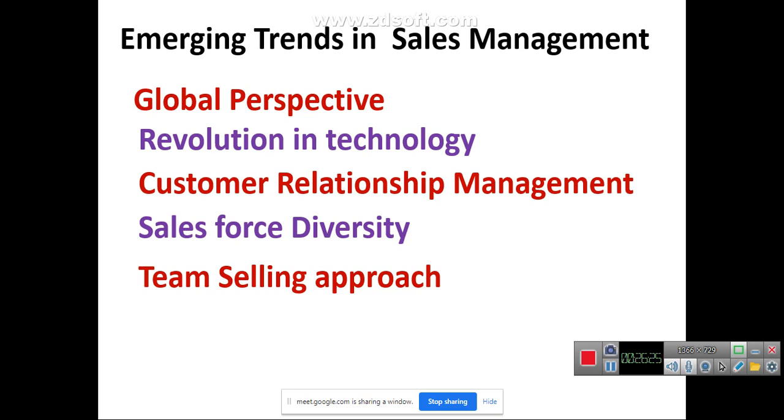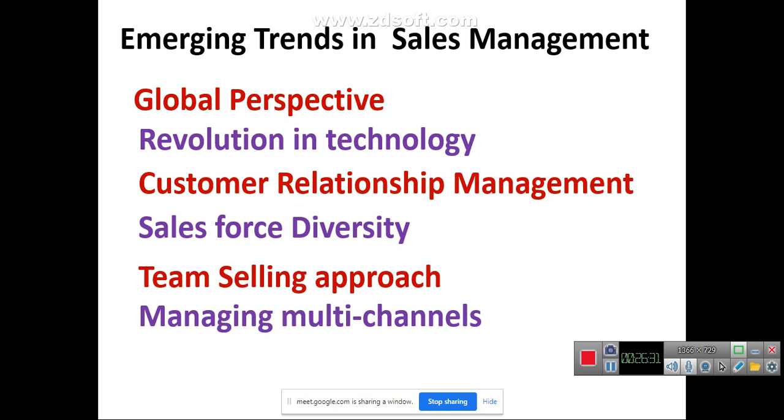The next approach is managing multi-channels. Now what is multi-channel? Earlier, when there was not much selling happening, it was restricted only to the domestic market. So they made some product, and they themselves, or a sales executive they put on the work, went and sold their product. But now things have changed, and you will get the same product from different people, from different partners. Let's say, for example, the mobile phone.